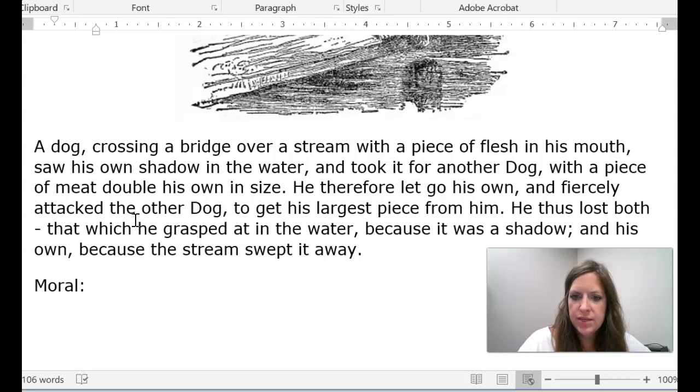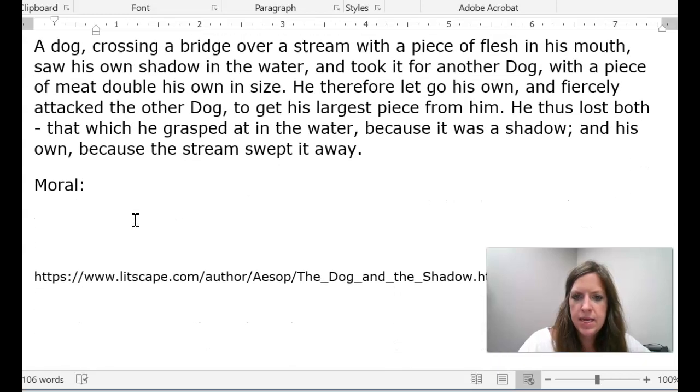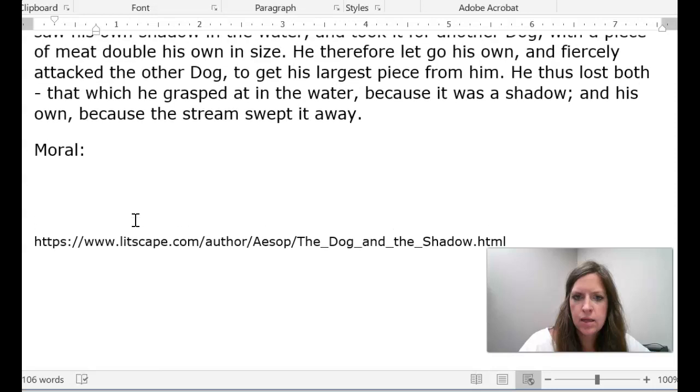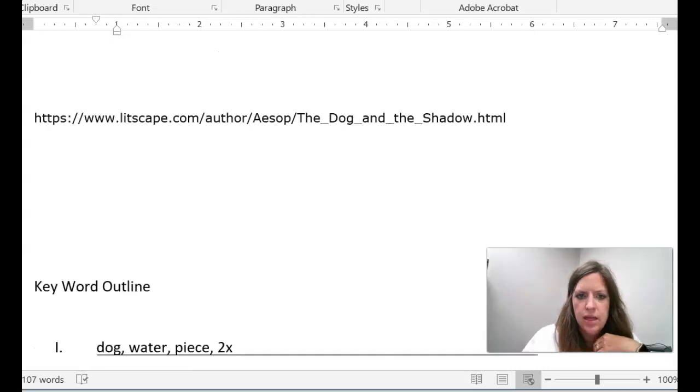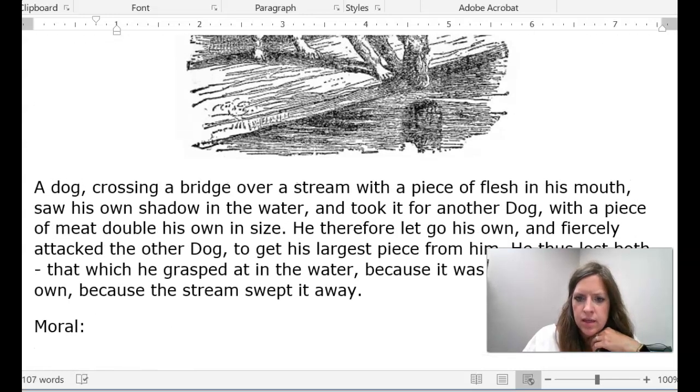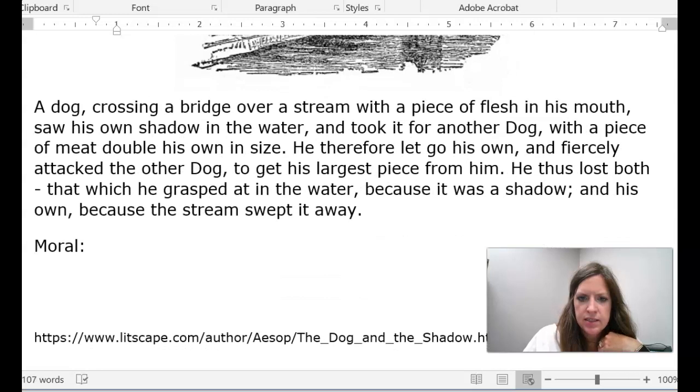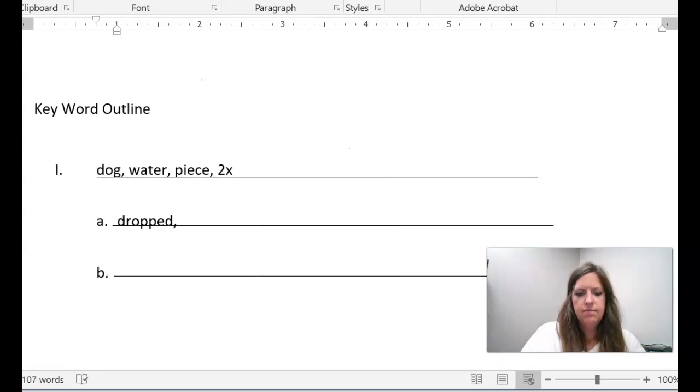All right, let's move on to the second sentence. He therefore let go of his own and fiercely attacked the other dog to get the largest piece from him. Okay, maybe instead of saying let go, which is 2 words, let's say dropped, and attacked, and largest.